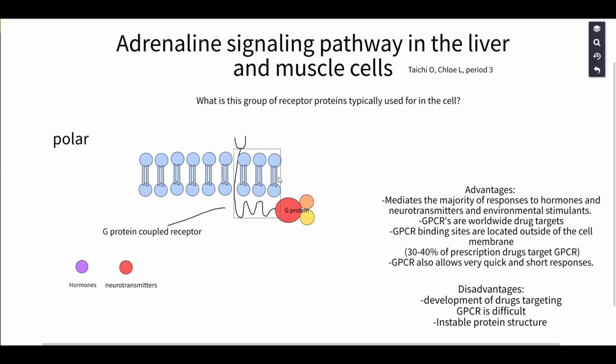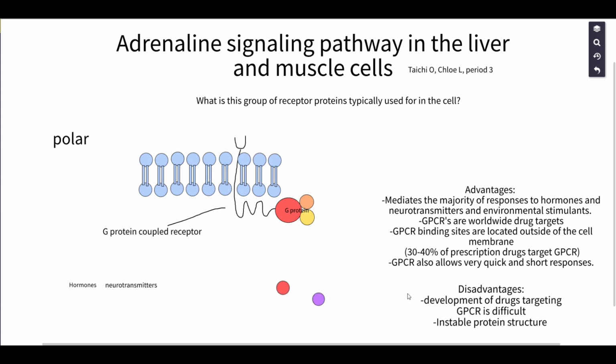What is the group of receptor proteins typically used for in the cell? G protein coupled receptors are typically responsible for mediating most cellular responses to hormones and neurotransmitters, in this case, adrenaline. Now, for advantages and disadvantages of G protein coupled receptors.